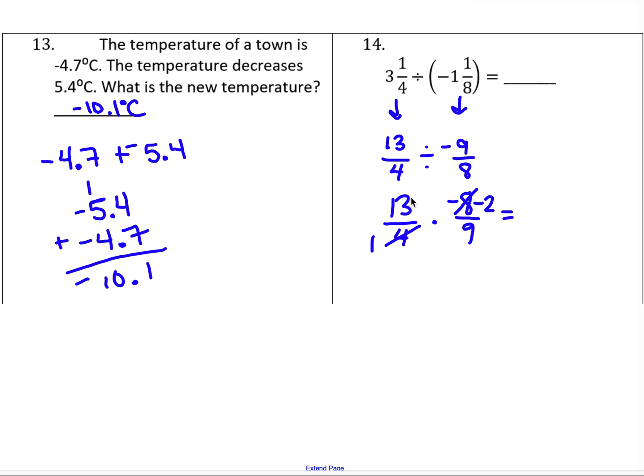And so, lost my pen again there. 13 times negative 2 is negative 26. And then divided by 9. So 9 times 1 is 9. All right, so now I have negative 26/9. Different signs. Answer is negative for multiplication and division. That's our rule. I do need to make that into a mixed number. I'm going to go ahead and write out the division just for the people that like to see it. 9 goes into 26 2 times. 9 times 2 is 18.